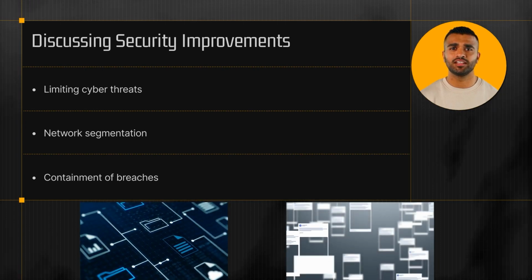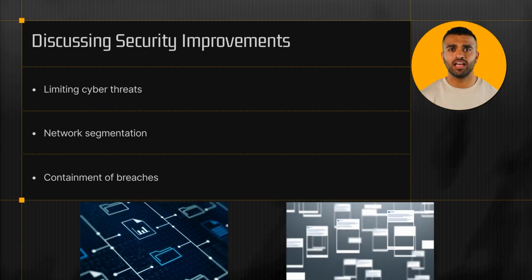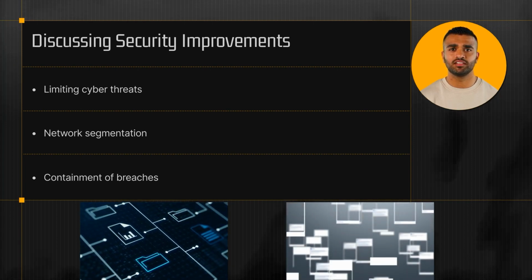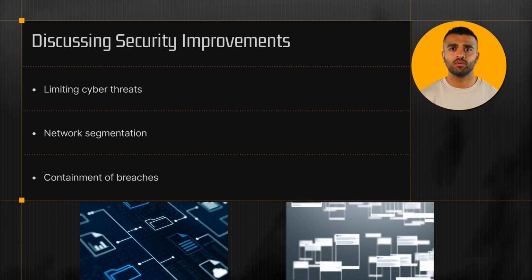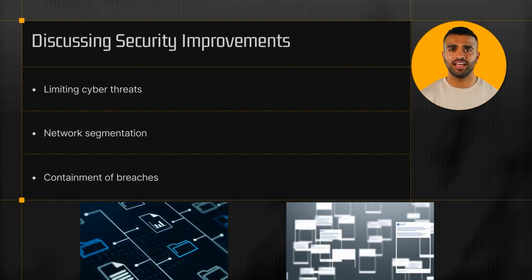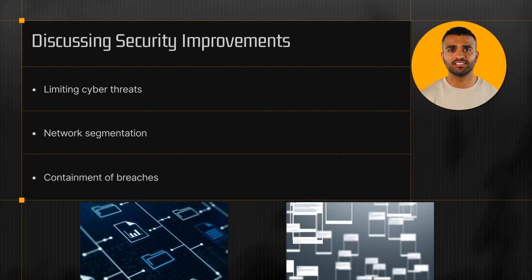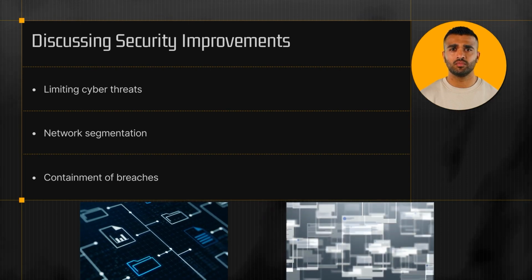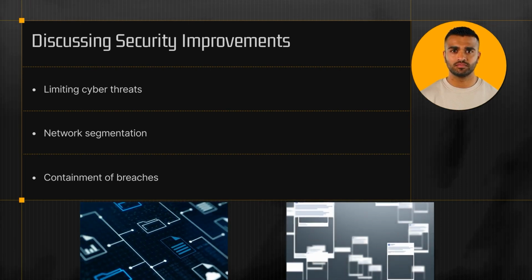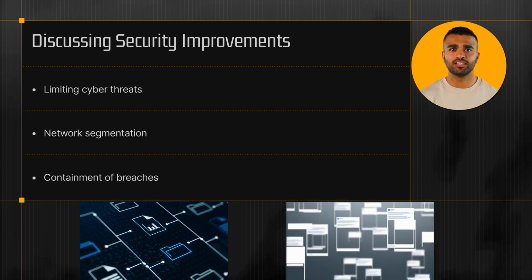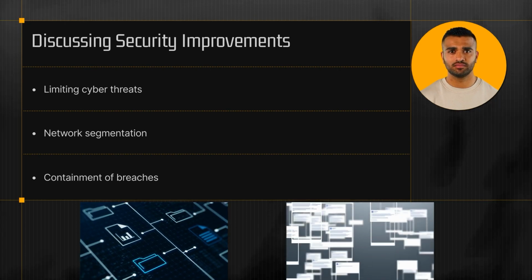By dividing the network into segments, organizations can implement access controls, firewalls, and other security measures tailored to the specific requirements of each segment. This helps prevent lateral movement of threats within the network and reduces the attack surface, making it more difficult for attackers to compromise critical assets. Network segmentation also allows for better control over network traffic. Administrators can enforce policies more effectively, tailoring access and security measures to specific needs.